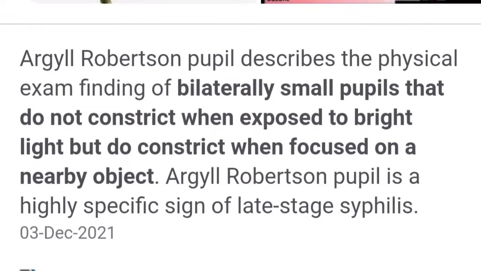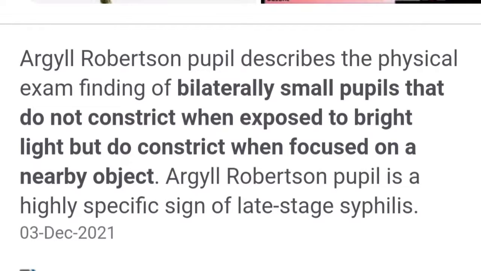Generally in normal people, whenever you focus bright light on the pupils, they will constrict down. It will not allow so much bright light to enter. But in case of Argyll Robertson pupils, these are bilateral small pupils and they do not constrict. Very important, but they do constrict when focused on a nearby object. These pupils will constrict when there is any near object.